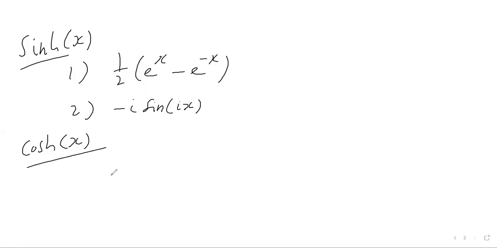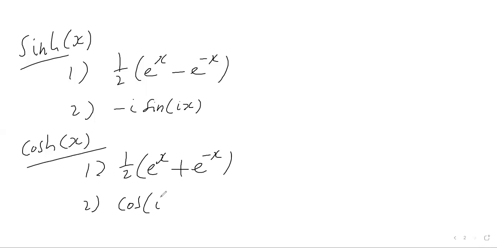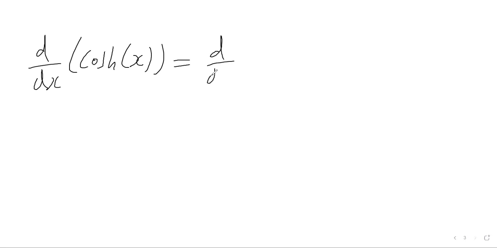With the hyperbolic cosine function, again, there are two definitions we could use. This definition in exponentials, so e to the x plus e to the negative x, or the complex variable definition, so just cos of i times x. When differentiating the cosh function, we're going to use both definitions, definition number one and definition number two, and prove the result that we get.